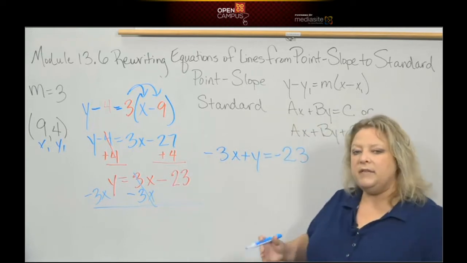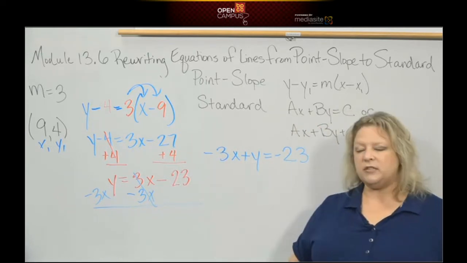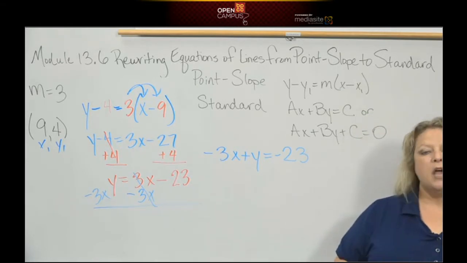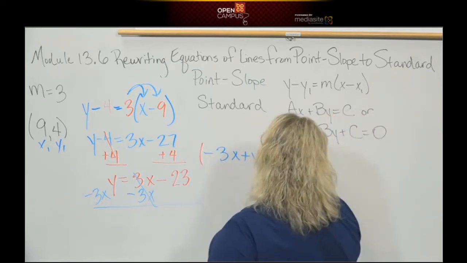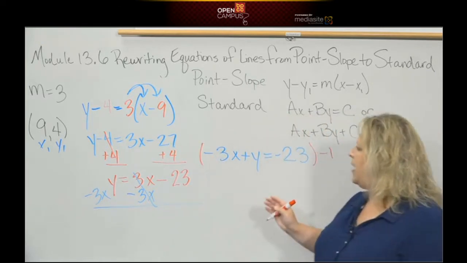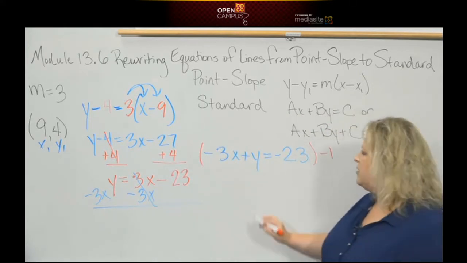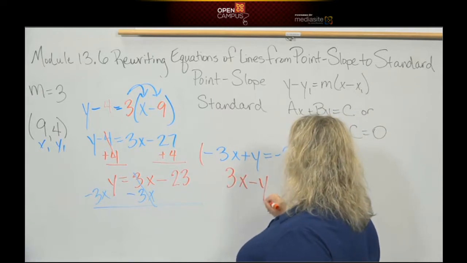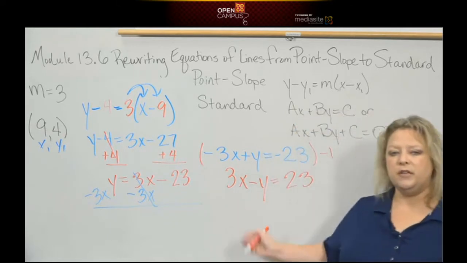And if you want to leave it like that, fine. If you don't, fine. If your editor says, hey, I want you to not have a negative in front of your x, remember all you have to do is take this and multiply by negative 1. And when you multiply by negative 1, all it does essentially is change all the signs of everything. So that would give you a positive 3x, a negative 1y, and a positive 23. So you can do that.